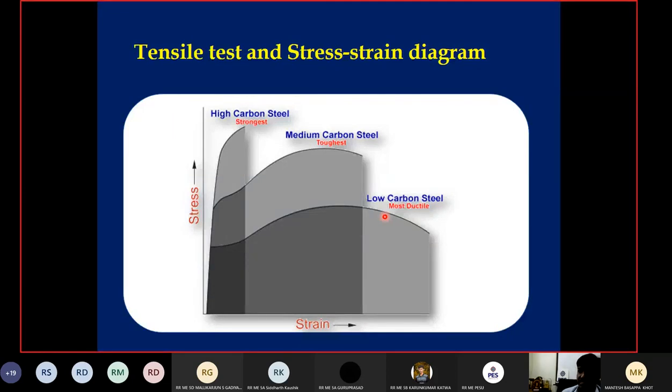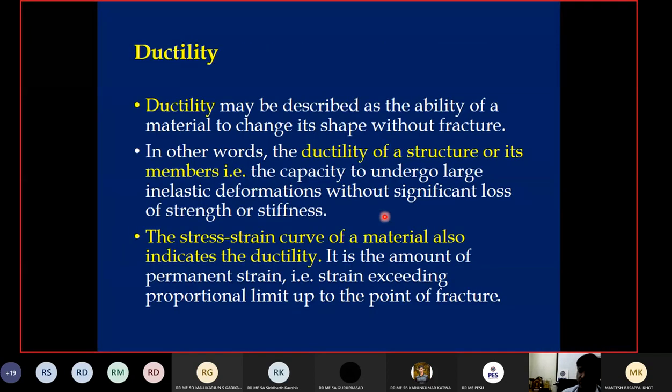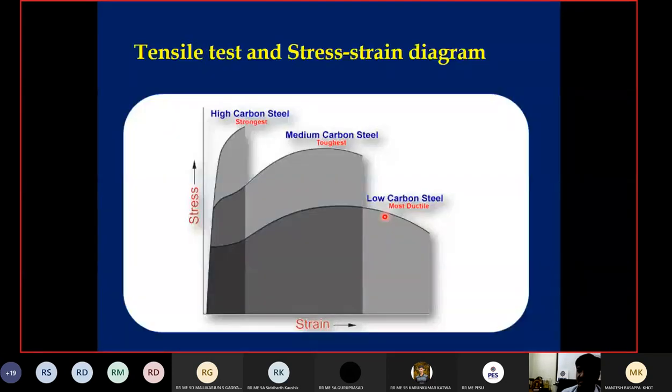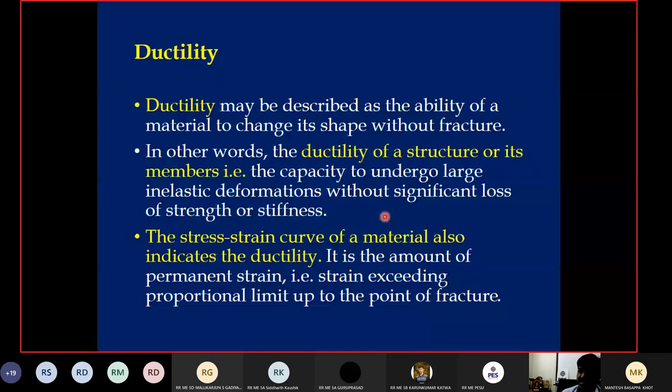So ductility is a very important factor. Once we have learned resilience and toughness, the next thing is ductility. Ductility may be described as the ability of the material to change its shape without fracture. In other words, the ductility of a structure or its member is the capacity to undergo large inelastic deformation without significant loss of strength or stiffness. So from a single graph, we are trying to relate strength and stiffness. That's why we started with strength and stiffness.